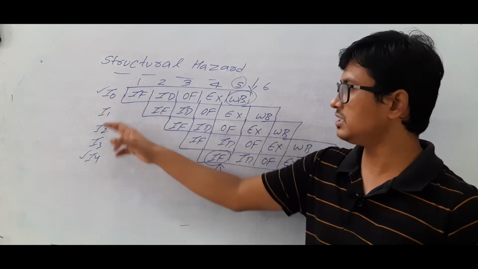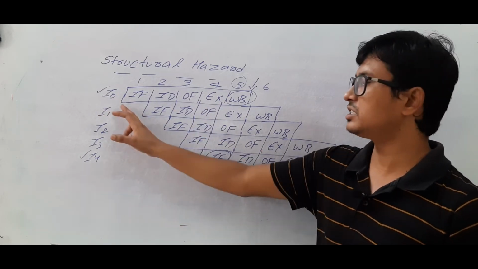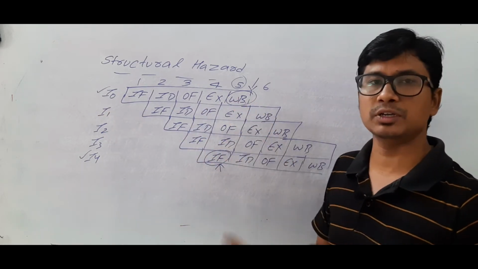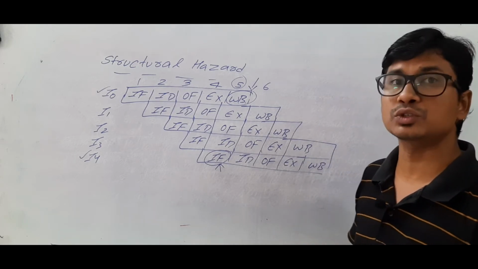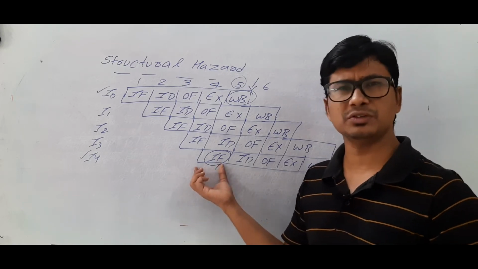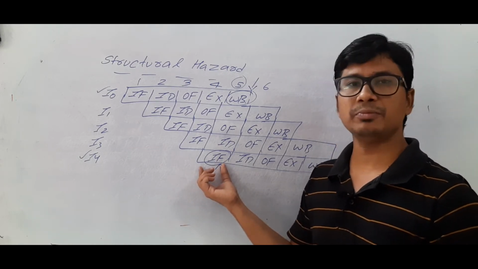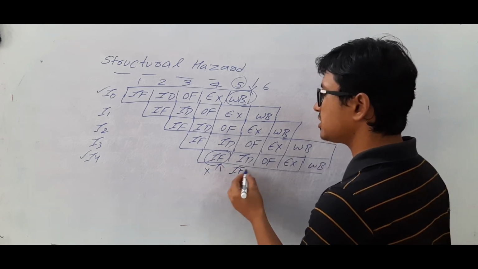So you can see this example. At the same time, more than one instruction is trying to access the same resource. Is it possible? Can we do it? We cannot do it. So then what should we do? The simplest solution is that you don't perform anything. You make it a stall cycle and start performing the fetch from here.